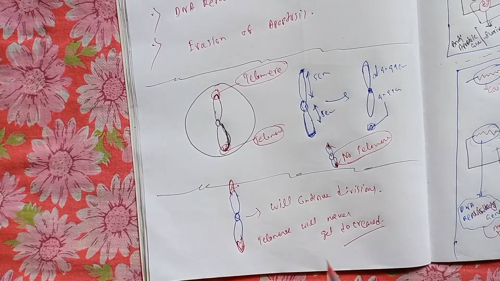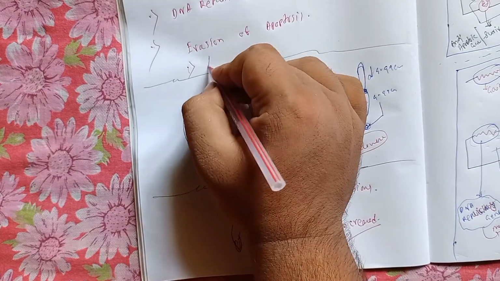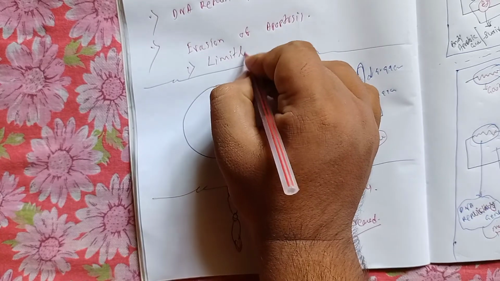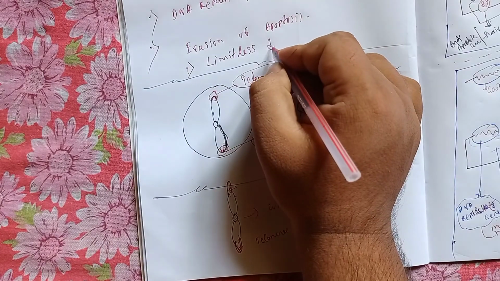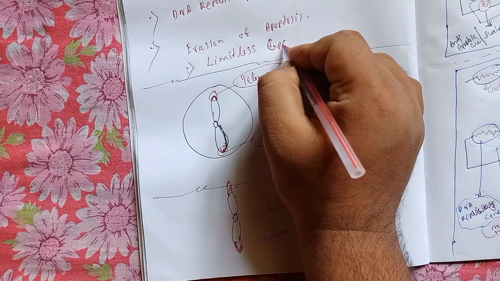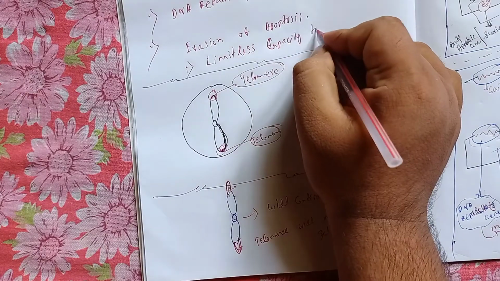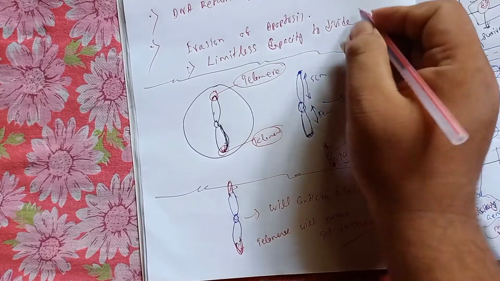So we can say limitless capacity to divide. There are many points also, guys.